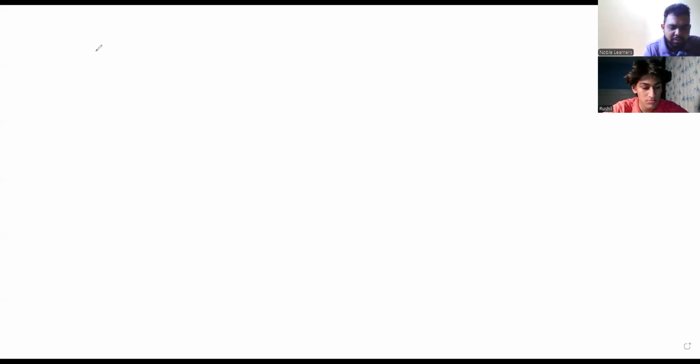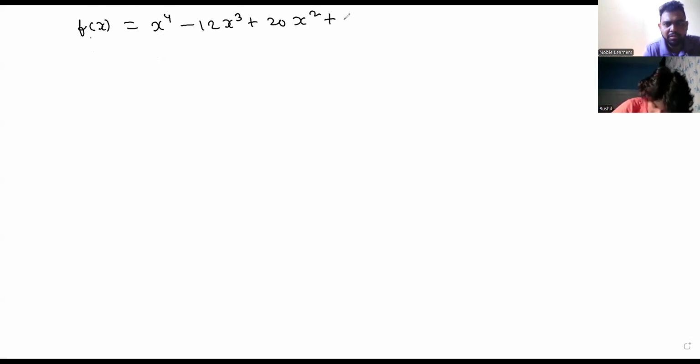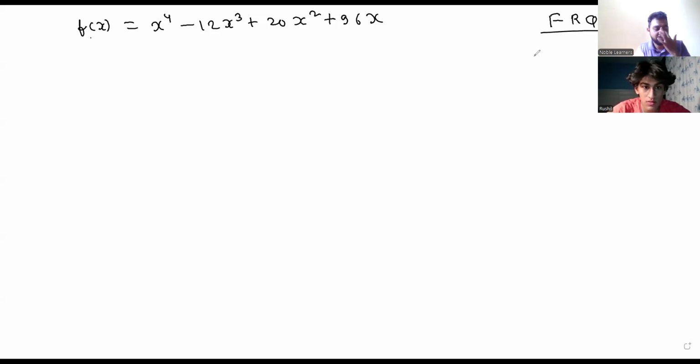Got this one. So suppose this is the rational root theorem, p(x) upon q(x), like what you were talking about. So there is a function f(x) equal to x to the power 4 minus 12x cubed plus 20x squared plus 96x. You have to factor this out and find all four roots. This is like an FRQ, open-ended, where you have to answer by yourself.